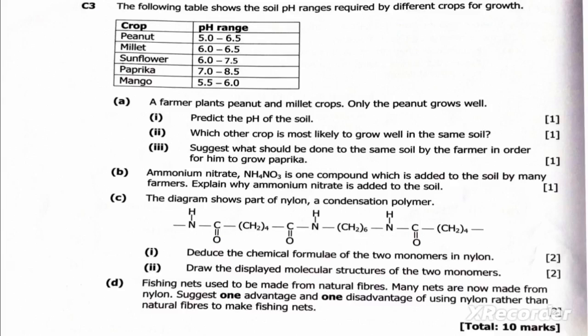We move to the next question, which is question C. The diagram shows part of nylon, a condensation polymer. Roman numeral 1, deduce the chemical formula of the two monomers in nylon.